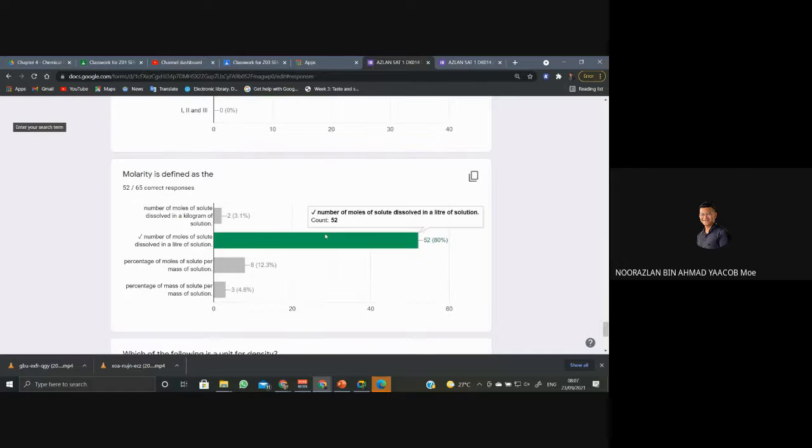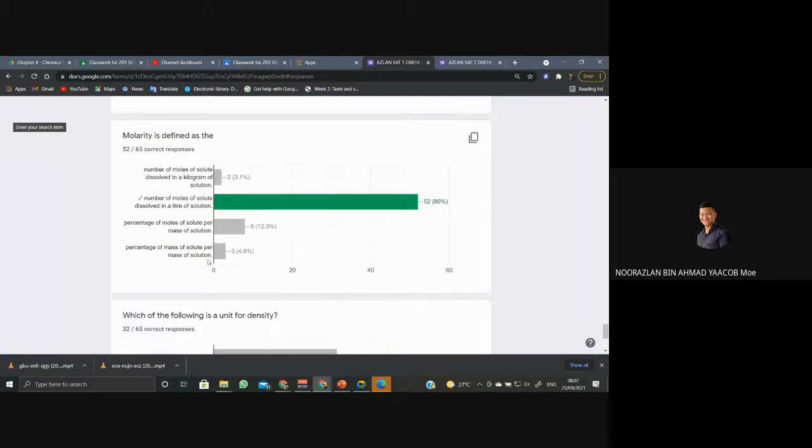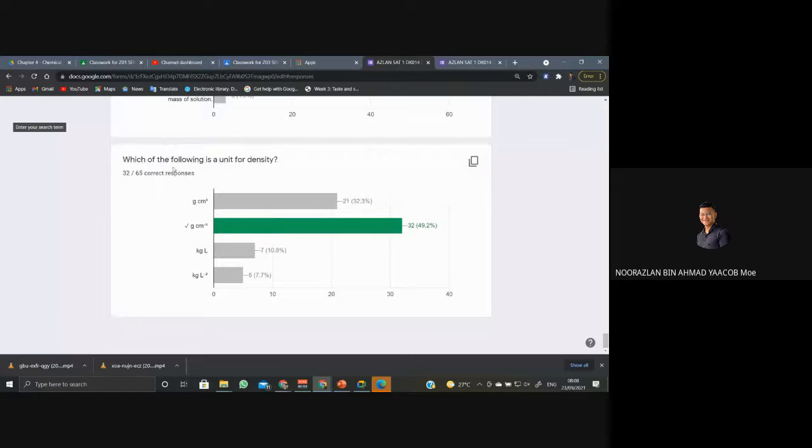Now, the next question is this one, molarity defined definition, tak ada masalah. Next one, which of the following is a unit of density? Gram per centimeter cube ataupun kg per liter ataupun kg per liter square. So jawapan dia adalah yang this one, sebab density definition dia adalah mass per unit volume. Jadi mass dia mesti unit dia kuasa positif.